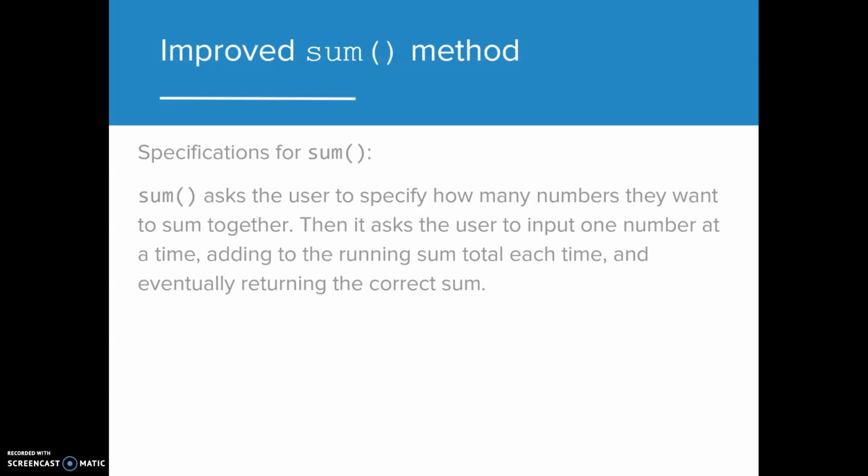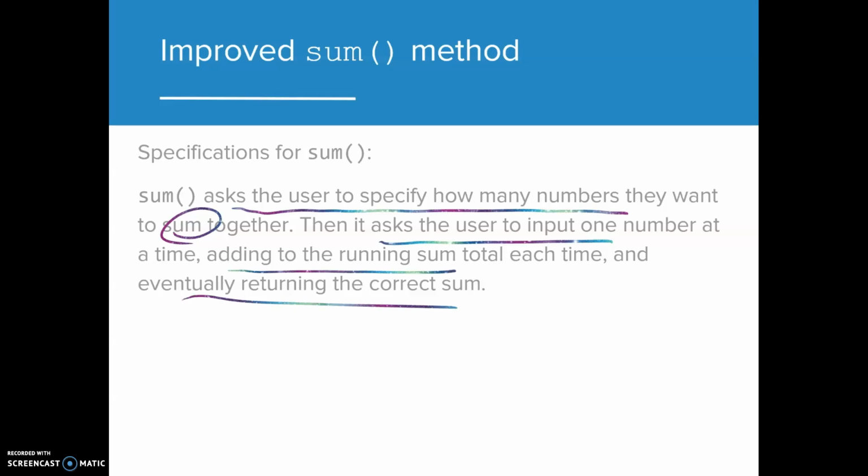All right, so what we're going to do now is we're going to go ahead and improve this sum method. Essentially what we want to do is ask the user to specify how many numbers they want to sum. And then after we know how many numbers they want to sum, we're going to ask the user to input each one at a time. We're going to add the number to a running total, and then we'll return the sum when we're all done.